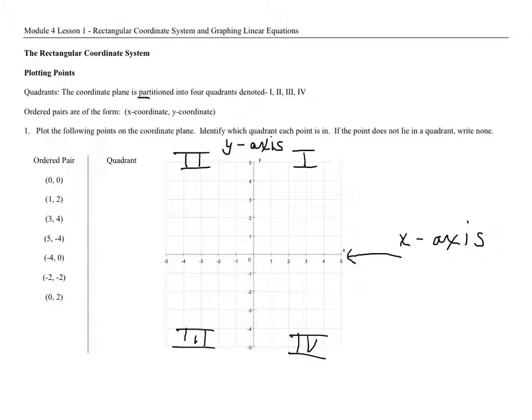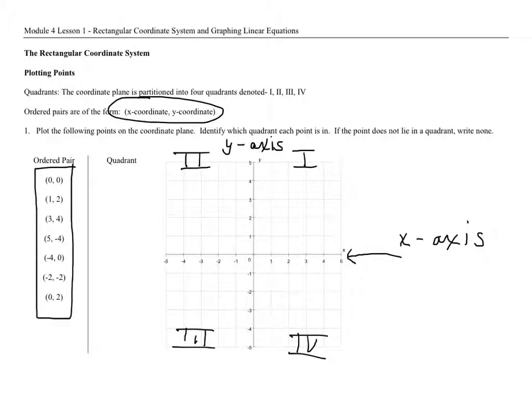So, ordered pairs, we're going to need an x-coordinate and a y-coordinate because we need a location on the plane. In order to get a point on the plane, we need some kind of horizontal movement and then vertical movement. So now we're going to plot these points here and then figure out what quadrant they're in, if they're in a quadrant at all. For example, 0, 0 is right here, and that's called the origin. It's not really in a quadrant, it's just right smack dab in the middle.